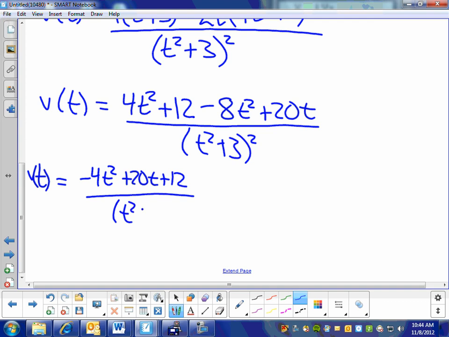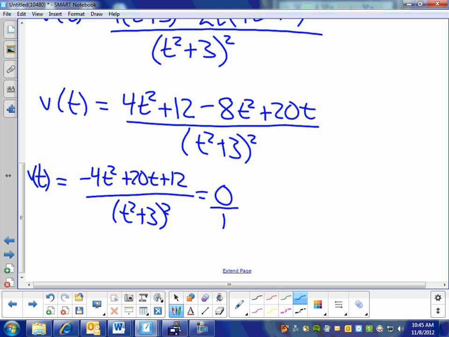Over (t squared plus 3) quantity squared, and I have to find where that's equal to 0. Now think about this for a second. If it's equal to 0, I could just set the numerator equal to 0, right? I mean, if you were to write this over 1 and cross multiply, what would your new equation be? The numerator equal to 0, right?